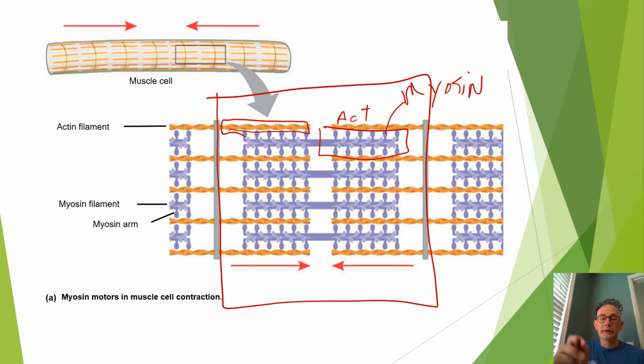So what's going to happen, the myosin has these little heads right here, and those are going to grab the actin and pull the actin together. So imagine that they're like a little crew team, and the myosin heads are the paddles, and they grab the actin and they pull them together. They don't all do it simultaneously, but that's the basic idea.